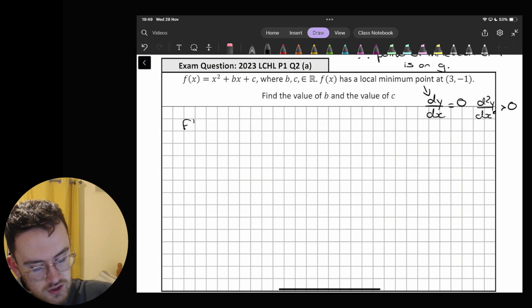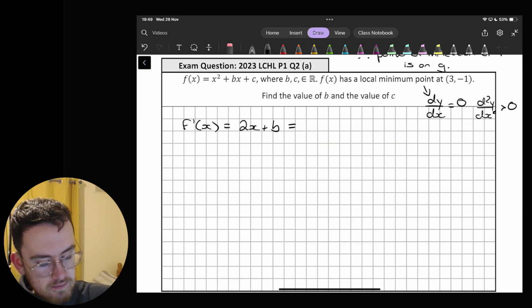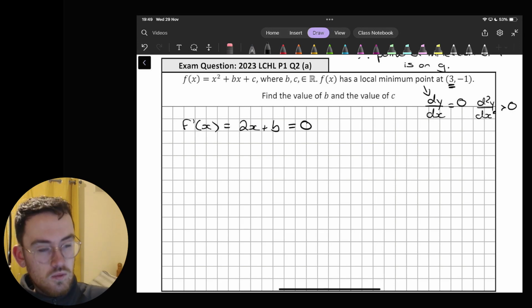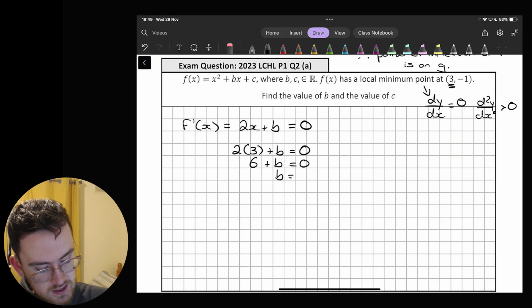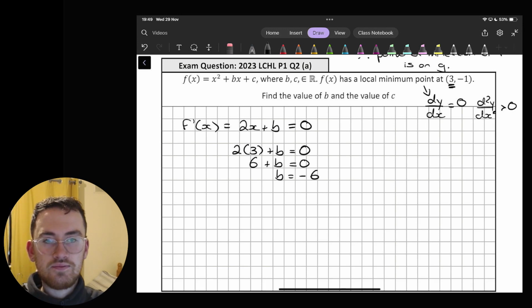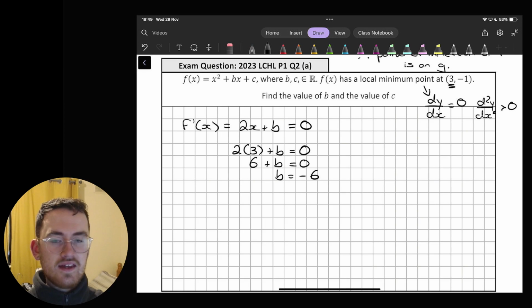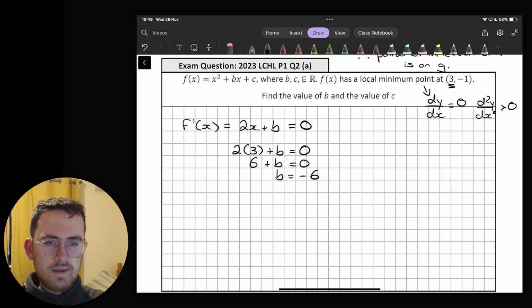So let's work with our first derivative. My first derivative is 2x plus b, and we know that at my minimum point that should be equal to 0. I know that my minimum point occurs when my x value is 3, so let's sub that in. 6 plus b equals 0, which means b is equal to minus 6. We can't really do anything else by finding the second derivative. That would give us maybe a range of values, which isn't going to help us a lot. It also would result in an equation where we don't have c at all.